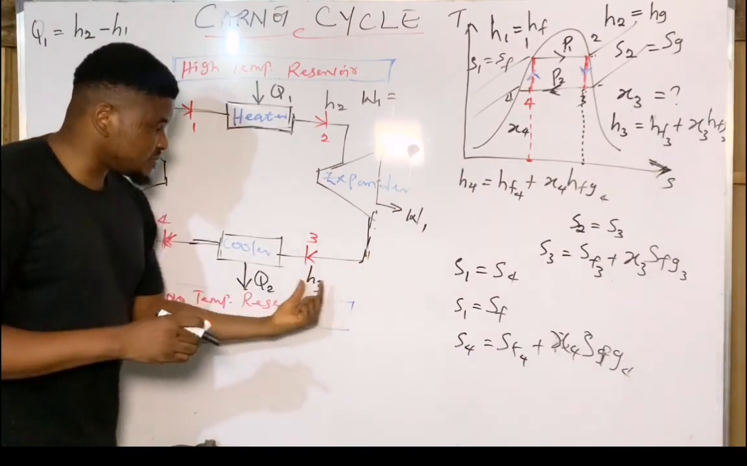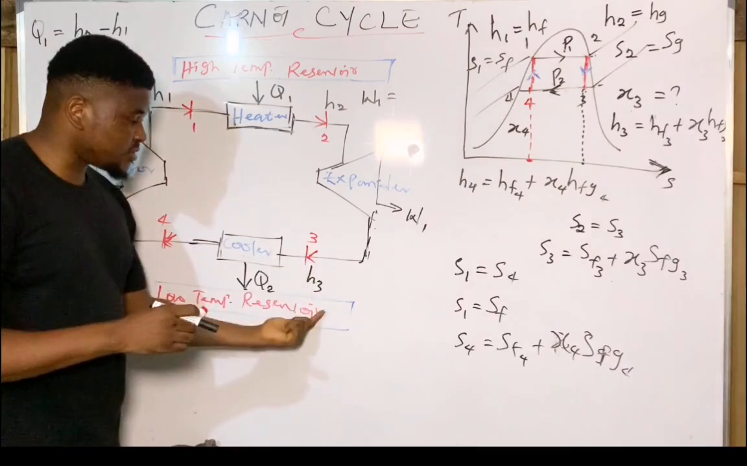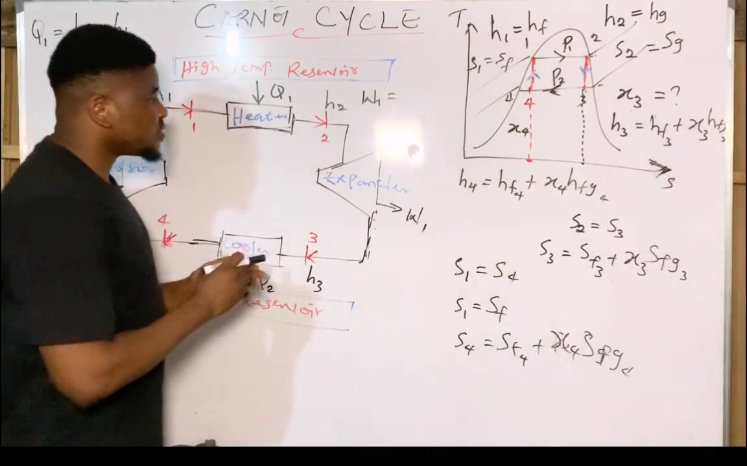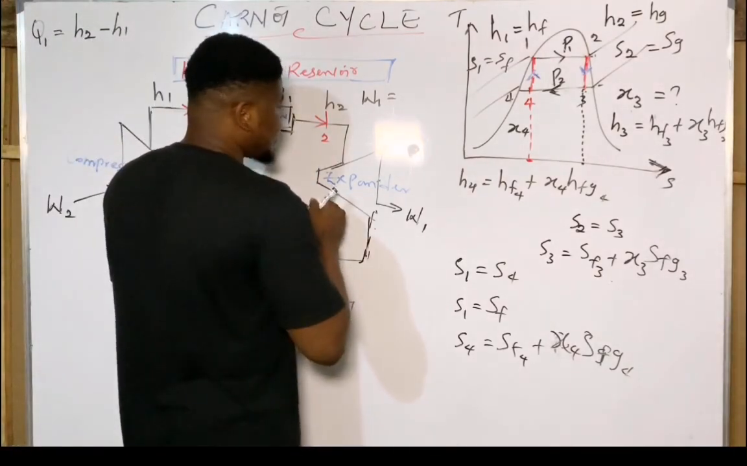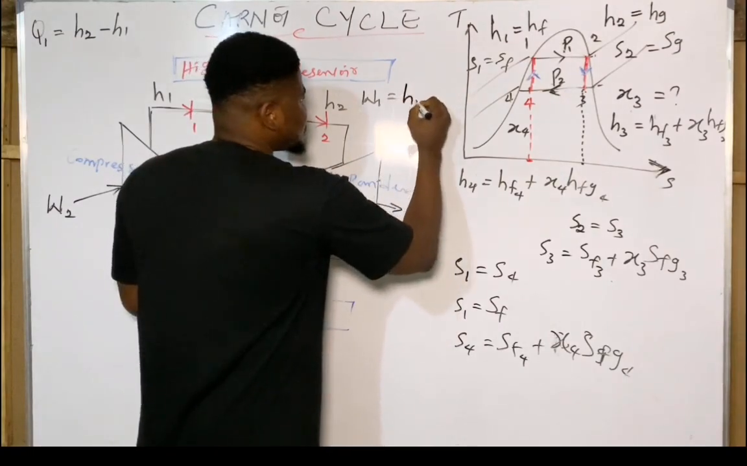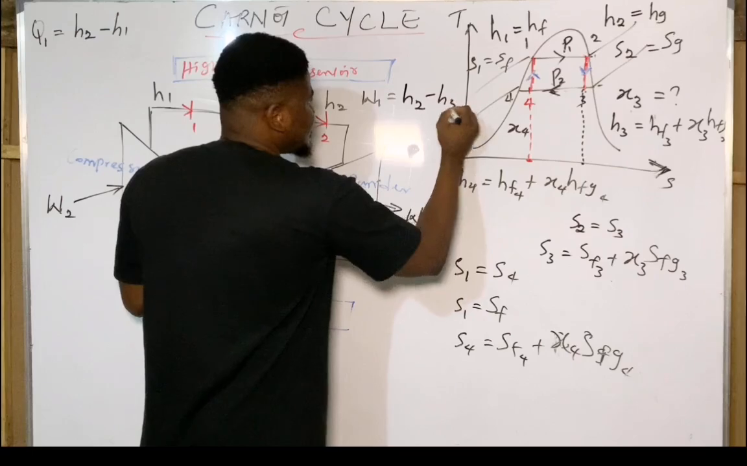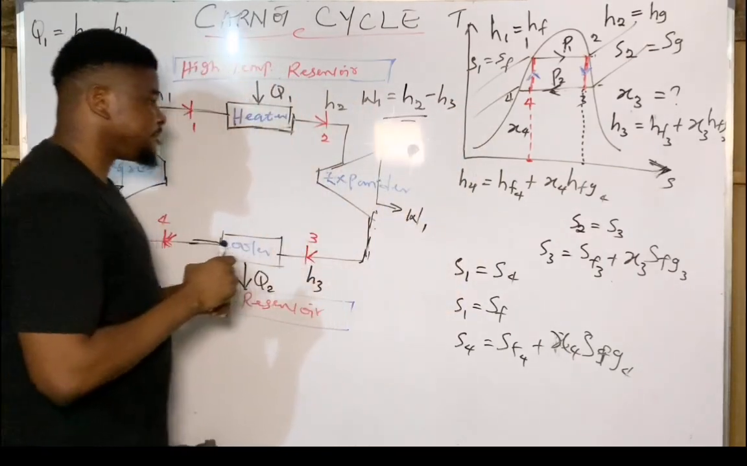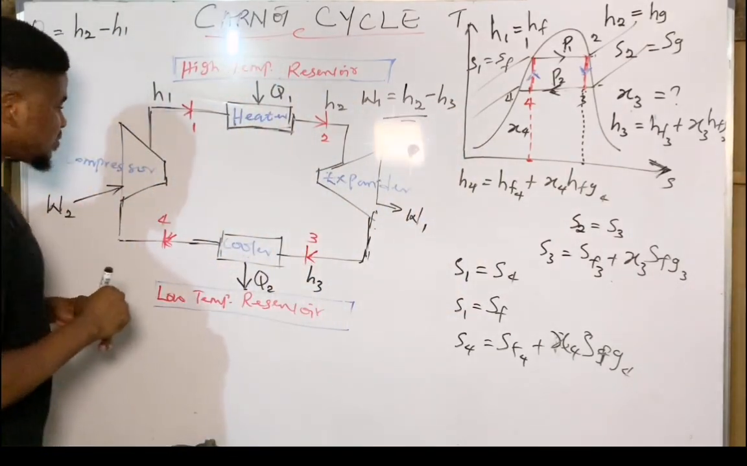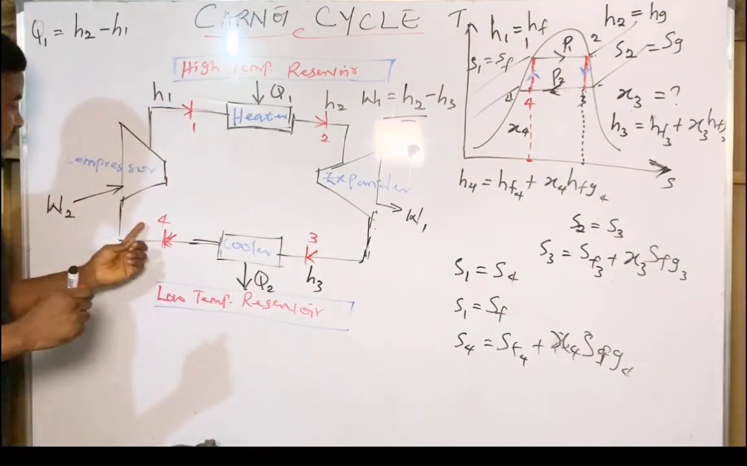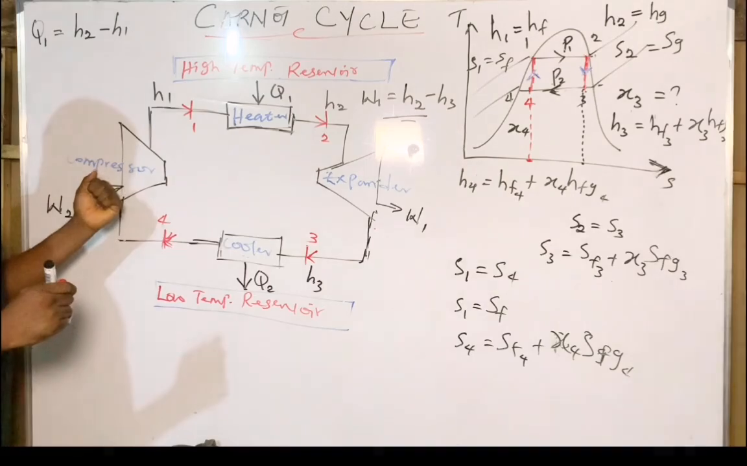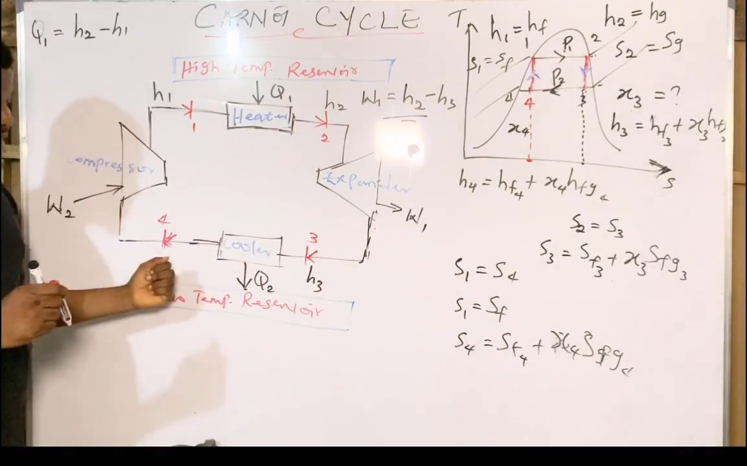At H3 already, the fluid is becoming liquid, so this enthalpy is going to be lower than H2. So the work removed from the system is going to be H2 minus H3. Simple, that's the equation.